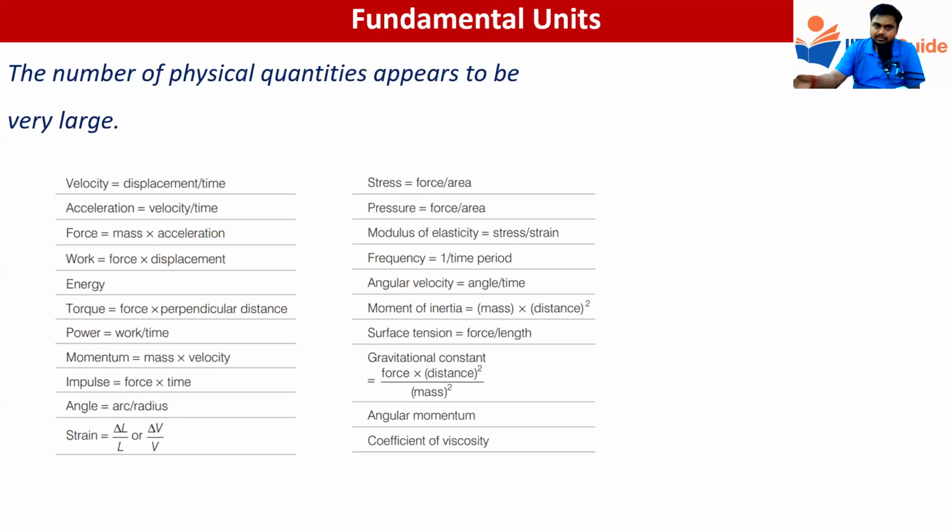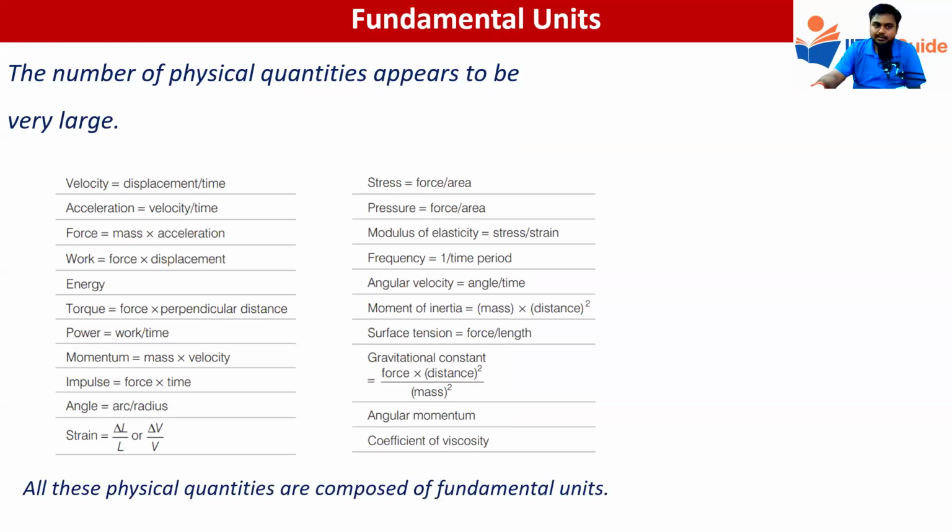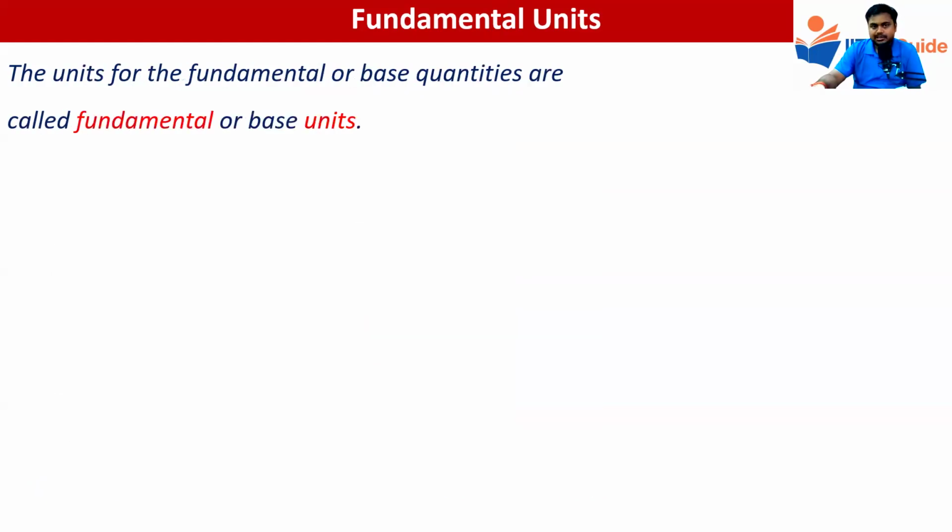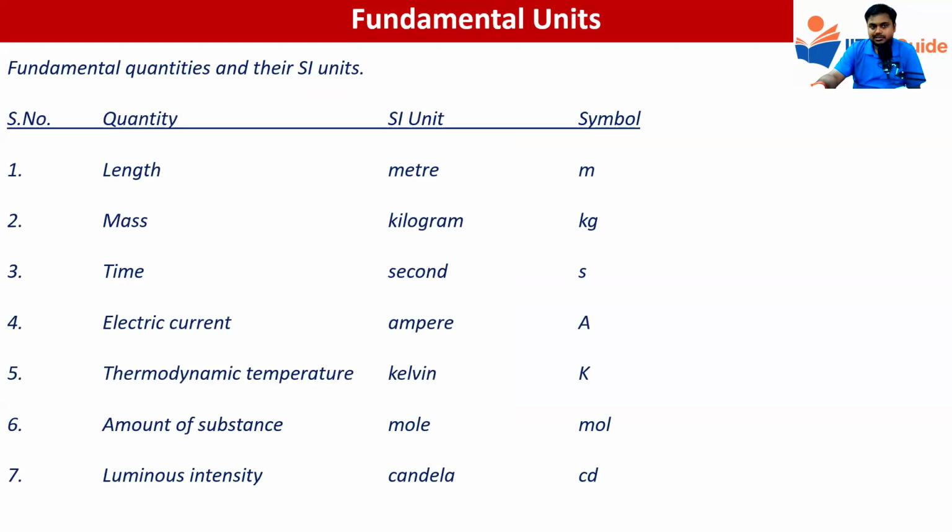Similarly, physical quantities appear to be very large, but all of them are made from fundamental units. And these fundamental or base units are 7 in number. This we have to memorize: length, mass, time, electric current, thermodynamic temperature, amount of substance, and luminosity.